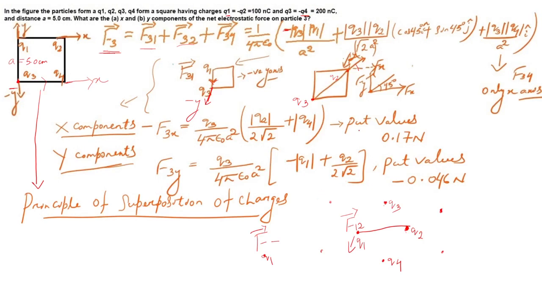I'm solving the x component part by putting in the values given in the question, that is 100 nanocoulomb. One nanocoulomb is nothing but 1 into 10 to the power minus 9 coulomb. Nano means 10 to the power minus 9. So put those values, 100 nanocoulomb, 200 nanocoulomb, plus or minus whatever is given in the question, and convert centimeter to meter in SI units, and you get 0.17 Newton as the x component, and for the y component you get 0.046 Newton. Okay, so this much for today.